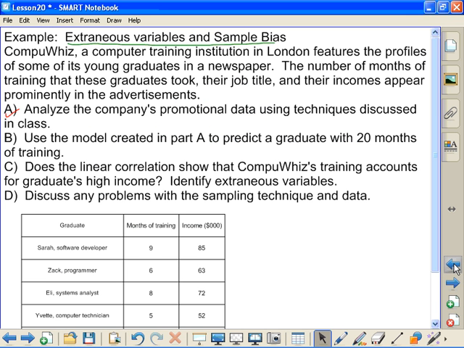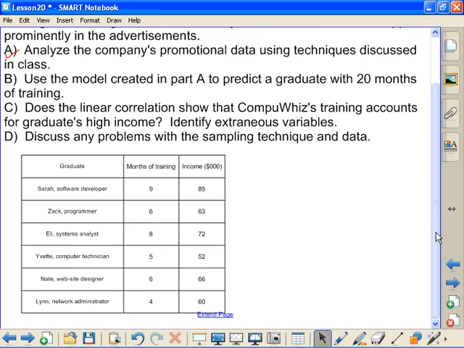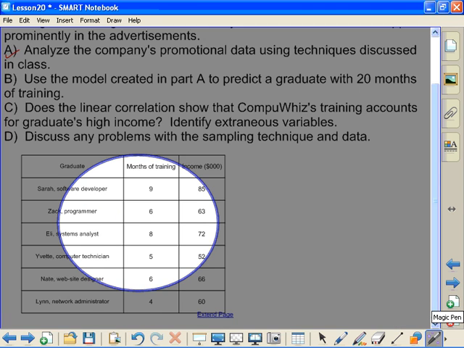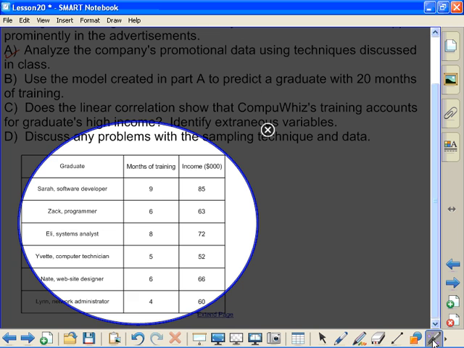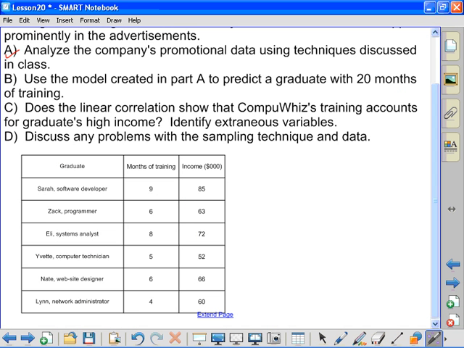So part C. Does the linear correlation show that CompuWiz's training accounts for graduates' high income? Identify extraneous variables. Okay, when you look at the data down here, what they've advertised in the newspaper, what have they provided? They've provided us with the name of the graduate and the field they're working in, months of training with their institution, and what their annual income is now. So the question here is, does the linear correlation show that it is CompuWiz's training that's resulting in this?